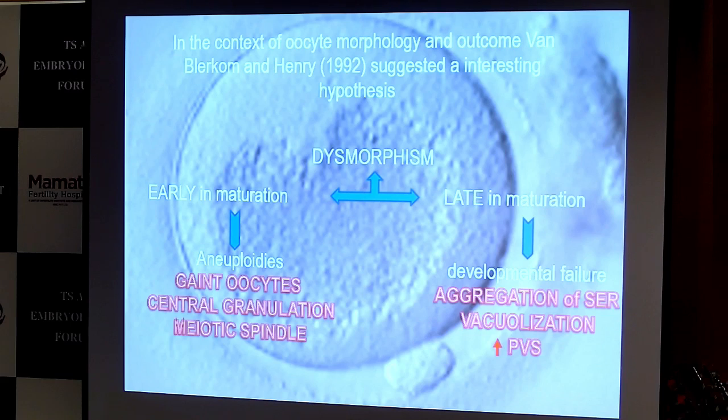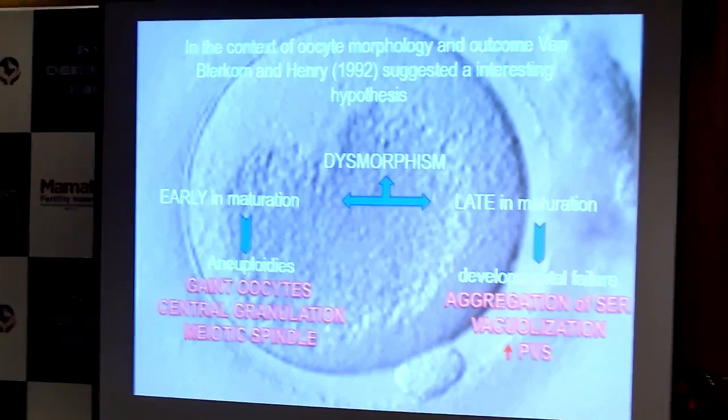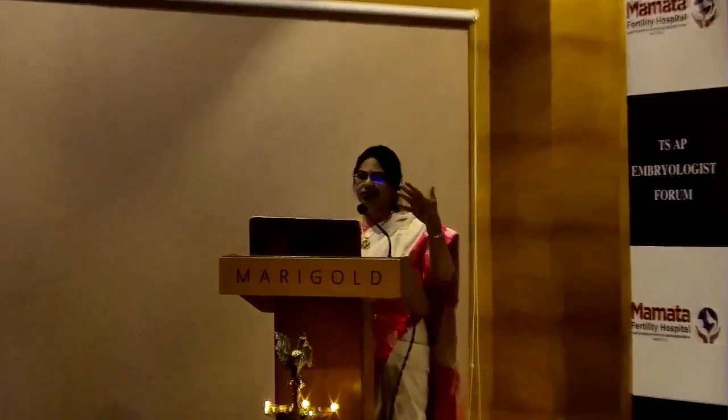So the dysmorphisms that you see under your microscope every day are because of either early maturation or late maturation. And one principle you should remember is, if you're early in maturation, you will end up with aneuploidies, and if you're late in maturation, you have a developmental failure. This is the fundamental thing that we keep in mind. It's not something that you're visually seeing, but something that has happened in the follicle over time.